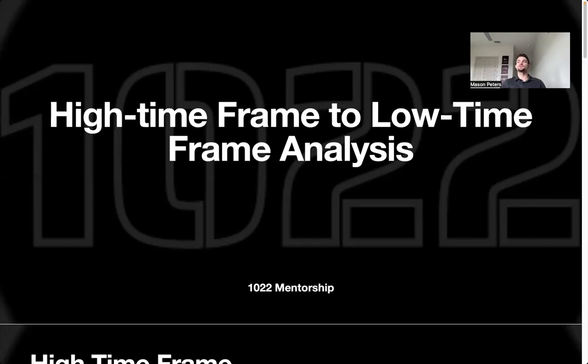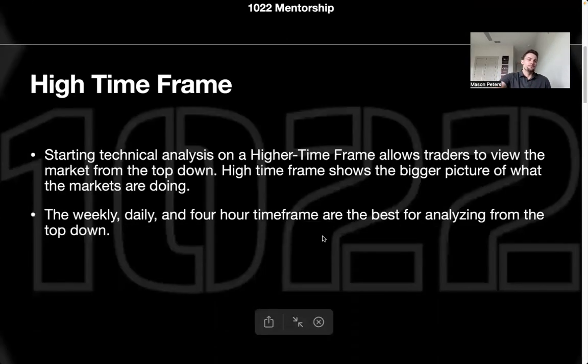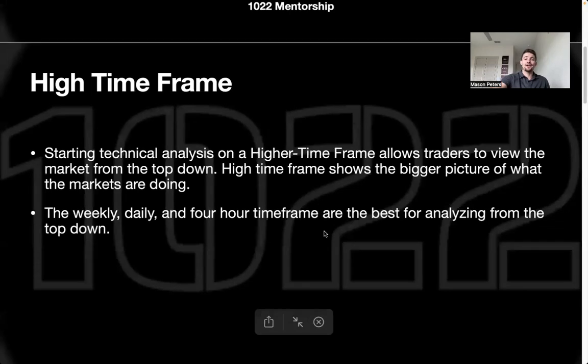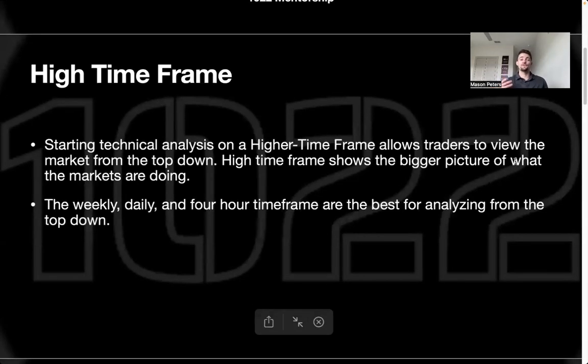it takes time to recognize the patterns on the charts to be able to go, okay, we're on the daily time frame here. We're not just looking at candlesticks, we're looking at the entire market: fundamental analysis, technical analysis, and future outlook analysis, which is kind of sentimental analysis. How do we feel about the future? So starting technical analysis on a higher time frame allows traders to view the market from the top down.